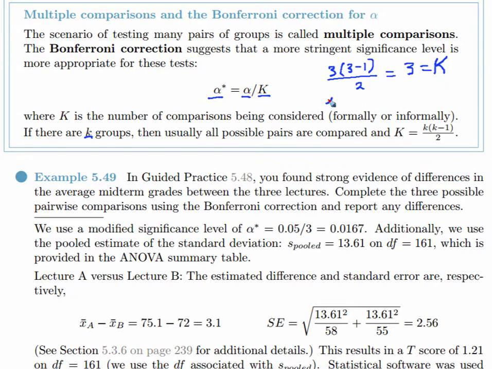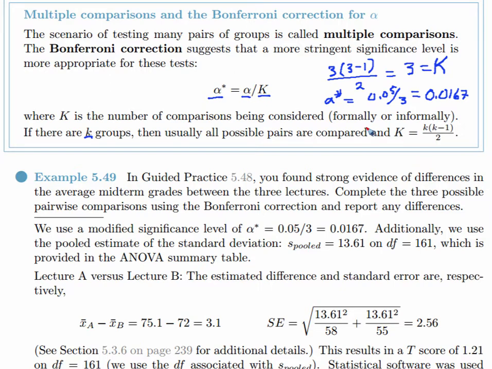So to figure out what our alpha star is going to be equal to, alpha star is going to be equal to 0.05, and we're going to divide that by 3. And when we do that, our alpha star is going to be 0.0167. So the idea here is that you're adjusting alpha so it becomes much more difficult to reject the null hypotheses using these pairwise pieces. We want to keep the probability of making a type 1 error as small as possible is basically the idea.